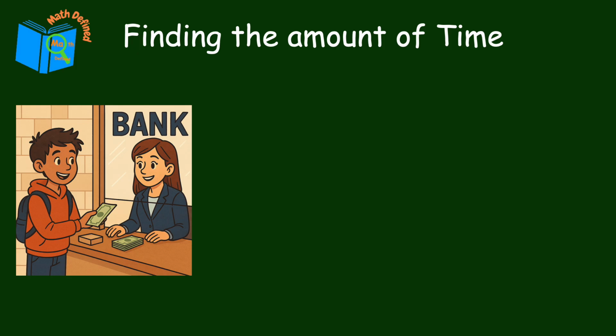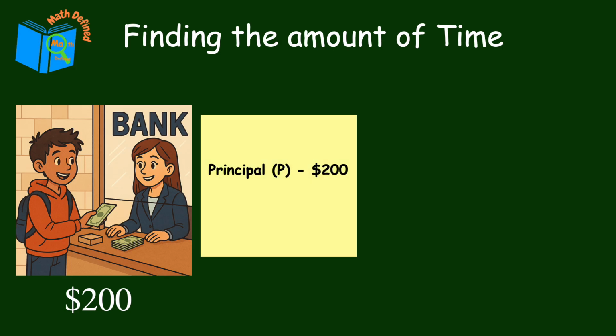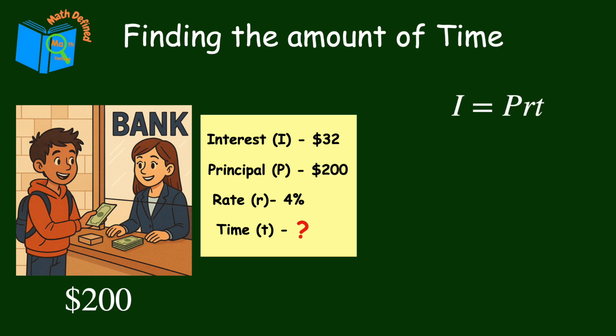Let's go back to the bank. You decided to put $200 into a savings account a long time ago. The account earns 4% simple interest per year. After some time, you check your bank statement and see that you've earned $32 in interest. Now you're wondering, how long has your money been in there? We'll use this information to set up our simple interest equation.